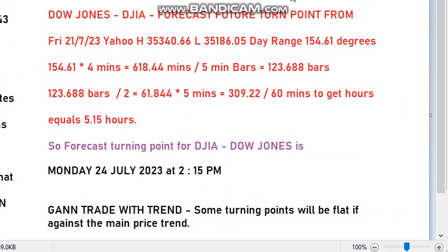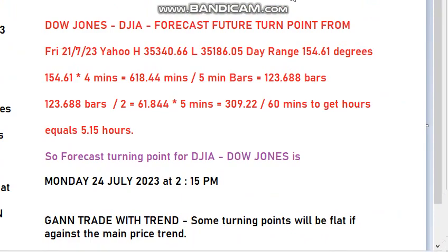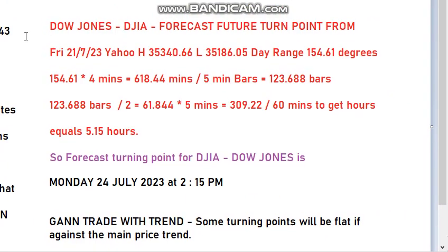What's he going to do on Monday when the stock market opens? Where's the next turning point? Dow Jones Industrial Average, forecast future turning point from the data from Friday the 21st of July 2023. Yahoo gave us a high of 35,346.66 and a low of 35,186.05. The daily range was the high minus the low, which was 154.61 degrees.